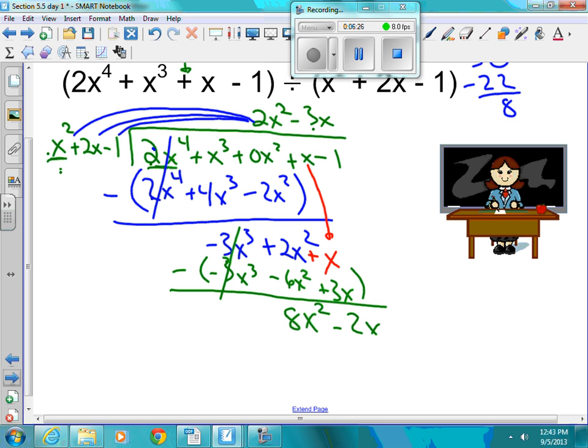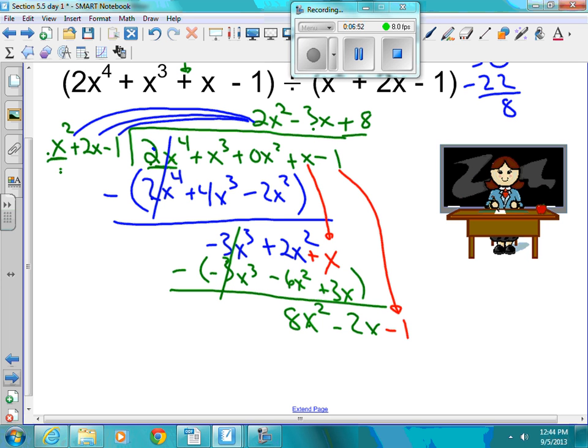Are we done yet? Nope, there's still one more term to bring down, and then we will be done. We have to bring down that negative 1. We restart the whole problem once again. So 8x squared divided by x squared. 8 divided by 1 is a positive 8. x squared divided by x squared, they cancel out. So we just get a number out there.